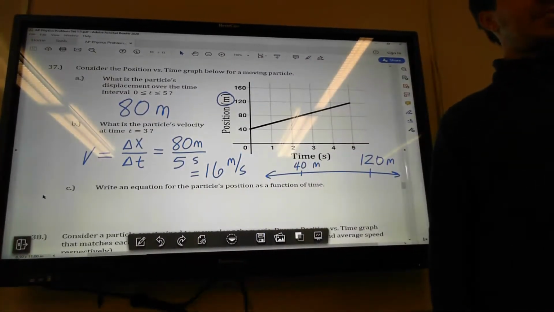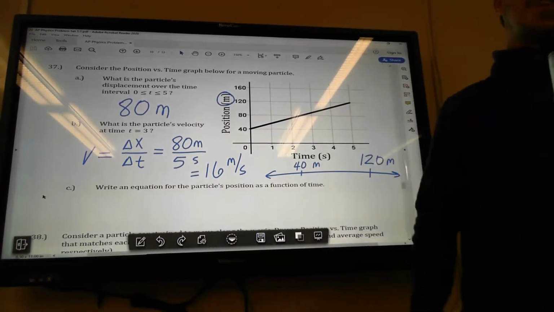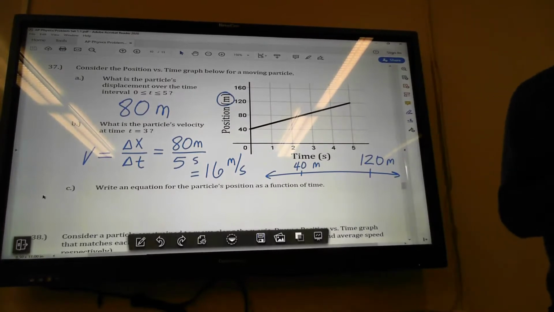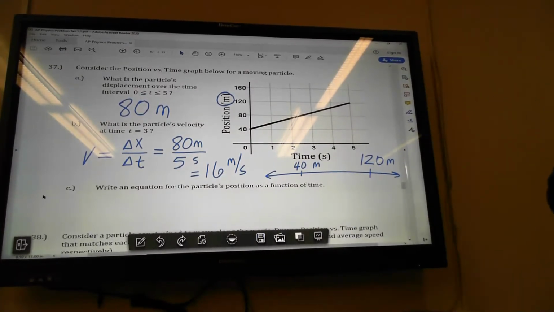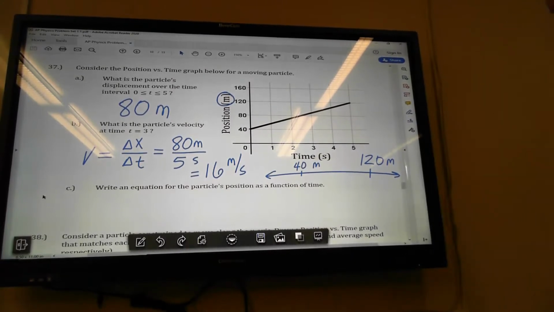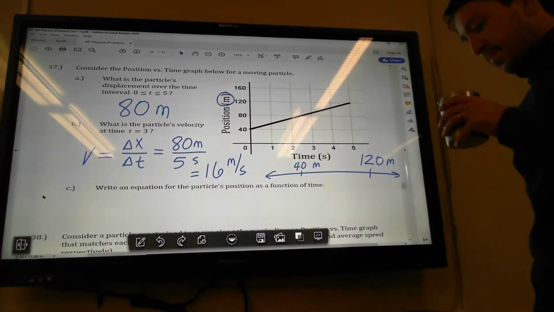Are we confused, or does this make sense? How fast is 16 meters per second? Who can run that fast? Anyone? No one can run that fast. Not me. No one else. Don't you ski that fast? Oh yeah, you can ski that fast. It's just too fast to run.